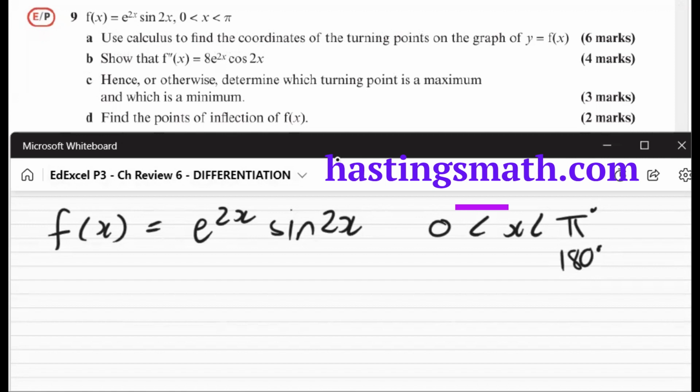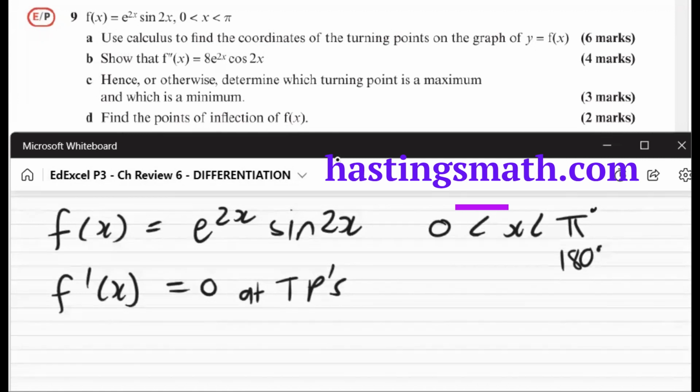So for turning points, our first derivative equals 0 at the turning points. So first thing, find the first derivative, equal it to 0, and that will give us our x's. And then we sub it back into the original curve to get our corresponding y's. So let's go.